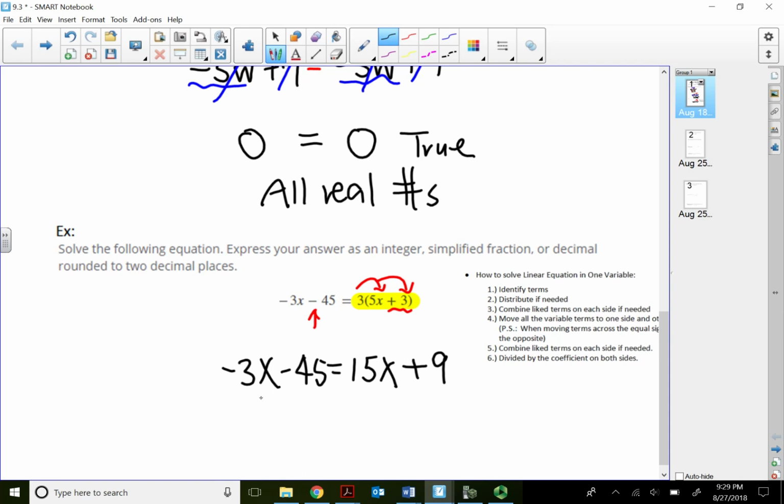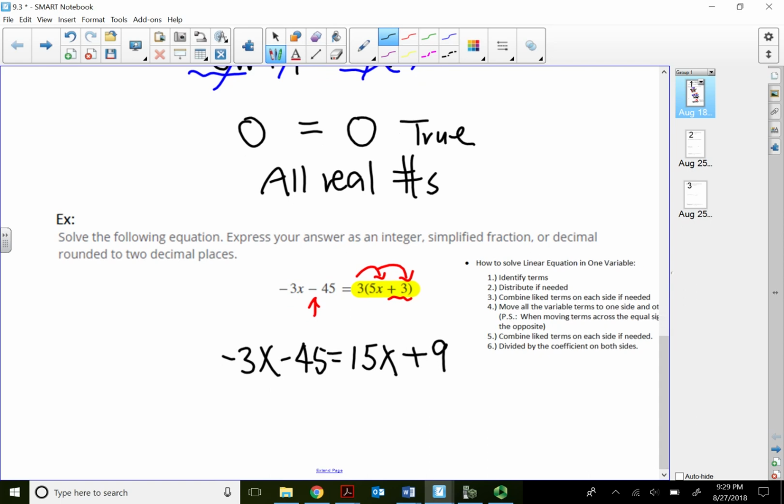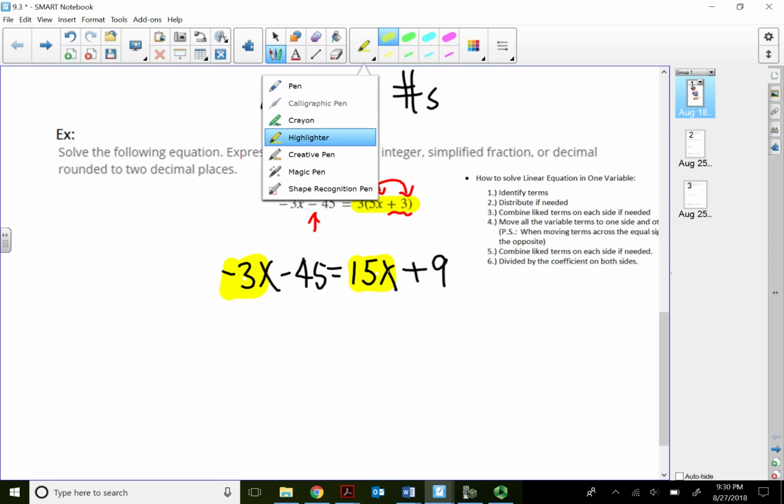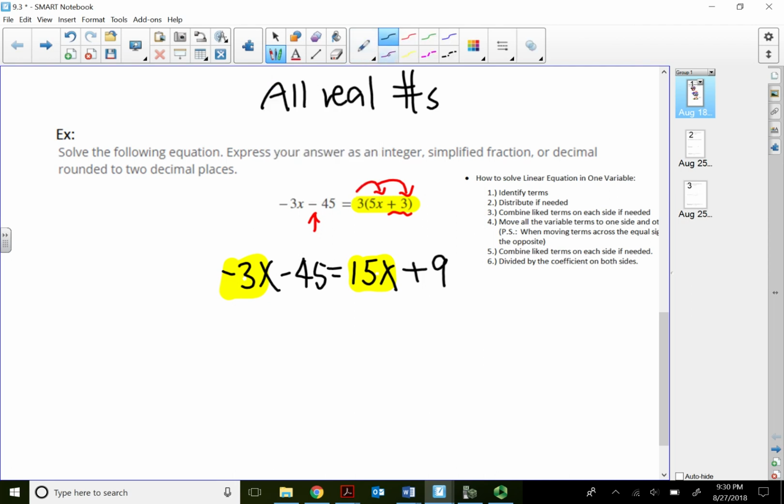All right, step number 3, there is no like term to combine on each side, so we can skip that. Step number 4, move all the variable terms to the same side. So before I move anything, I need to find all my variable terms. I got 15x here on the right, negative 3x on the left. Since I got variable terms on both sides, I need to move them all to the same side. In this particular example, moving to the right is easier because 15x is bigger than negative 3x. So we always move it to the bigger side.